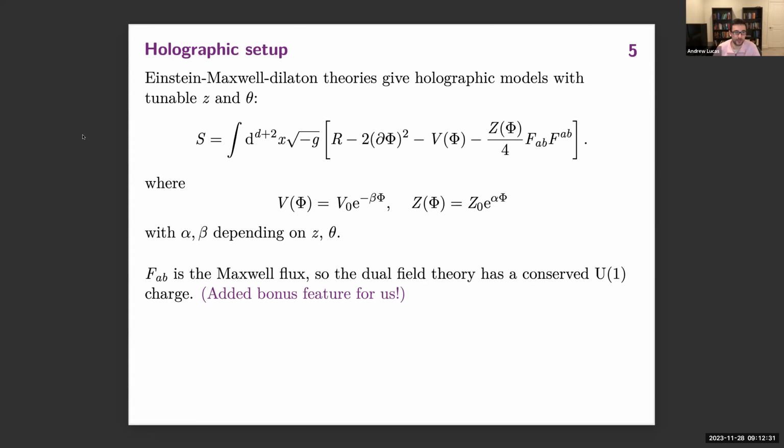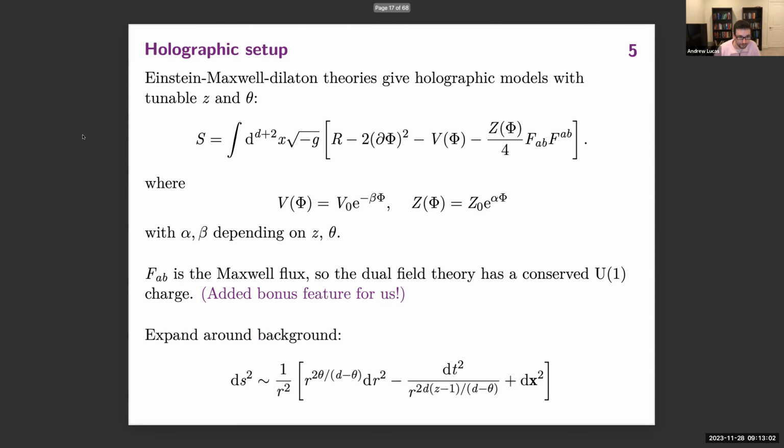One nice feature of this construction is that because we have a gauge field in the bulk, we have a conserved U(1) charge in the dual theory. And that was one of the features we eventually wanted our models to have. So by the end of the talk, we'll see that that's indeed an added bonus feature for us. We'll be able to describe disordered fixed points at finite density. For most of the talk, I'll turn the gauge field off, but keep in mind that it will eventually be easy to put it back.